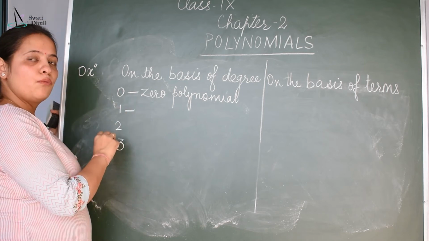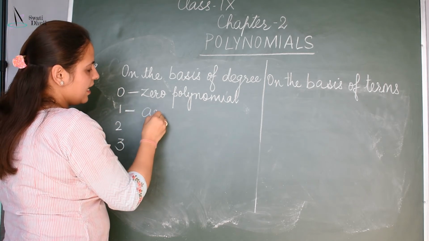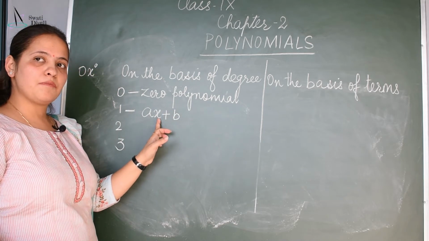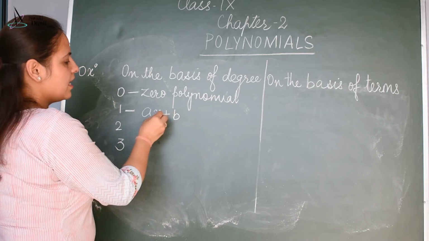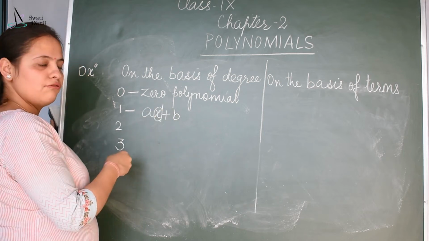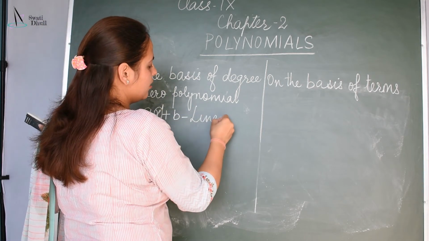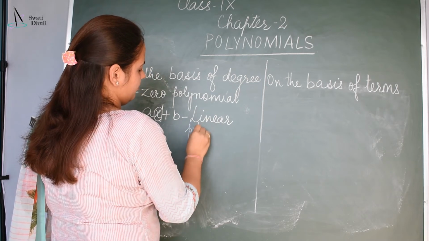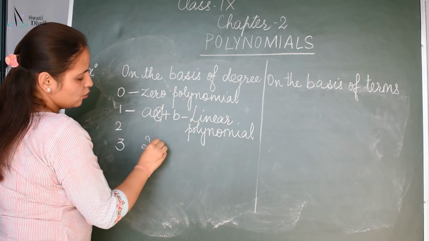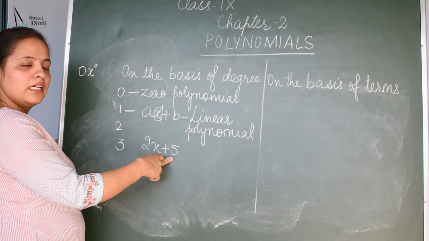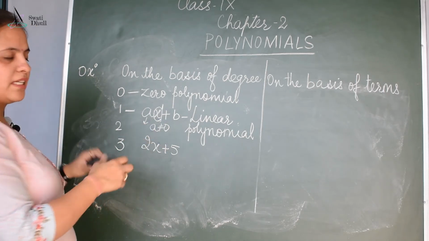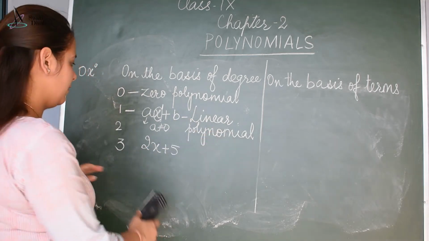If the degree is 1, let us say ax plus b, that means the highest power of the variable should be 1. Here x is your variable, a and b are constants. So its degree is 1, and we call it a linear polynomial. An example is 2x plus 5. It is a linear polynomial, and a can never be equal to 0, because if it were 0, it would become a constant polynomial.